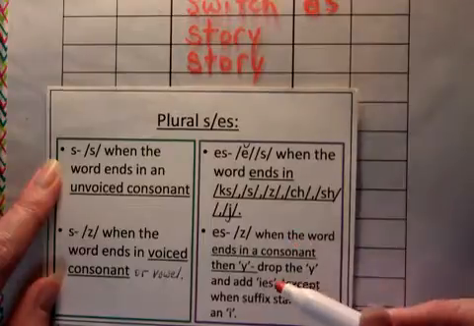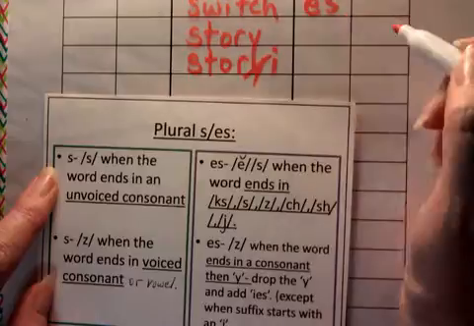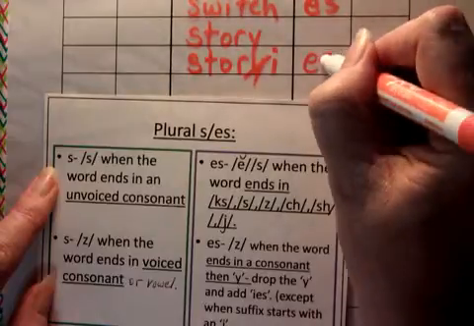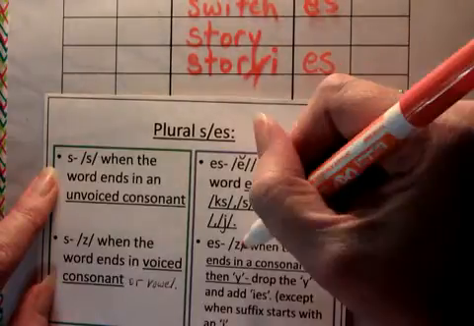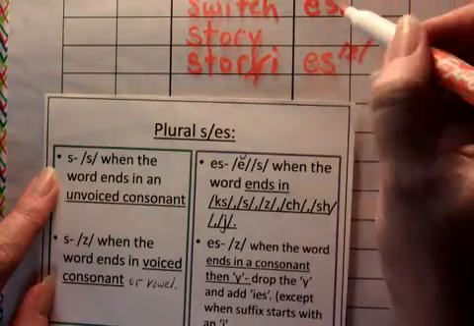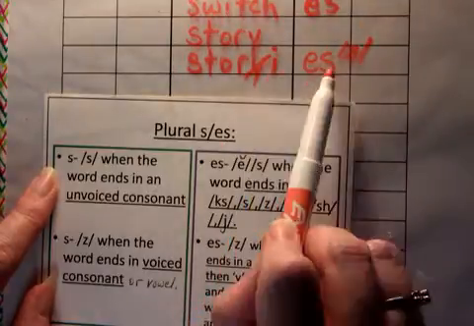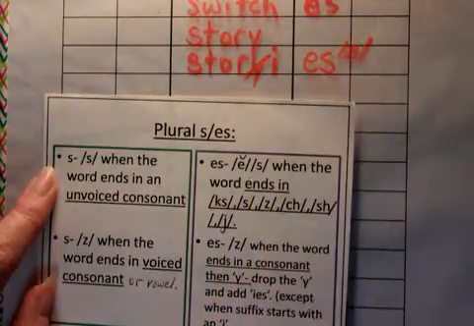Change the Y to an I and add ES. But it's going to say the Z sound. Not as, just Z. Stories.